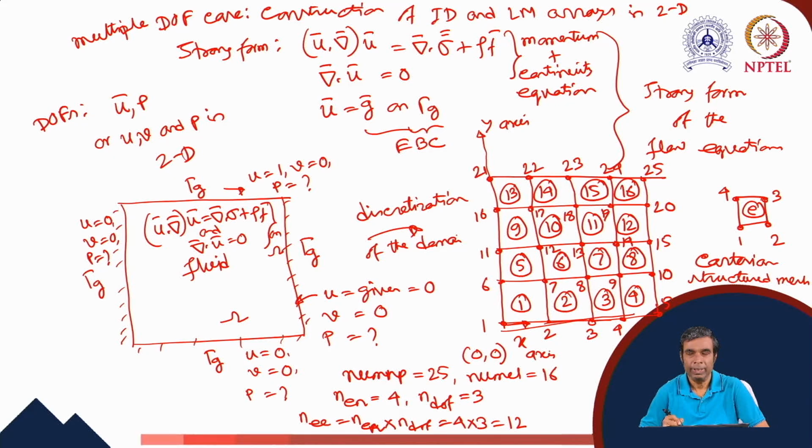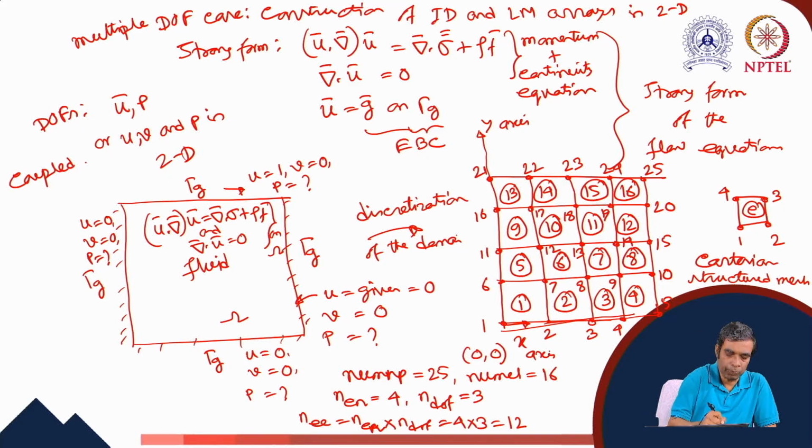It means that in the previous problem, it was a single degree of freedom. We had only one unknown per node. But in this case, we have 3 unknowns per node. So here we shall construct the ID array according to the coupled formulation. There are two formulations while dealing with the Navier-Stokes equations: coupled formulation and segregated or sequential formulation.